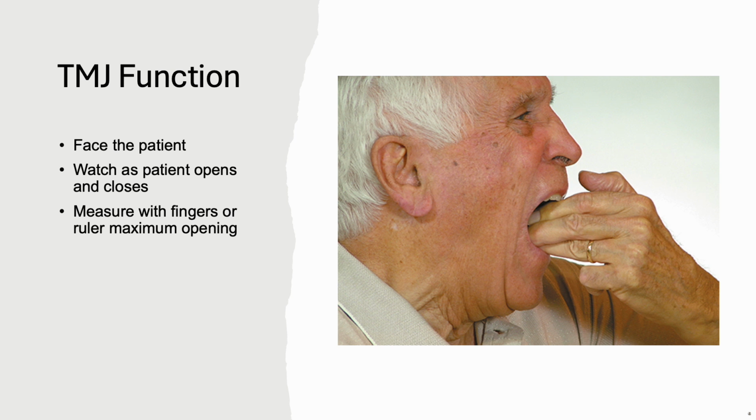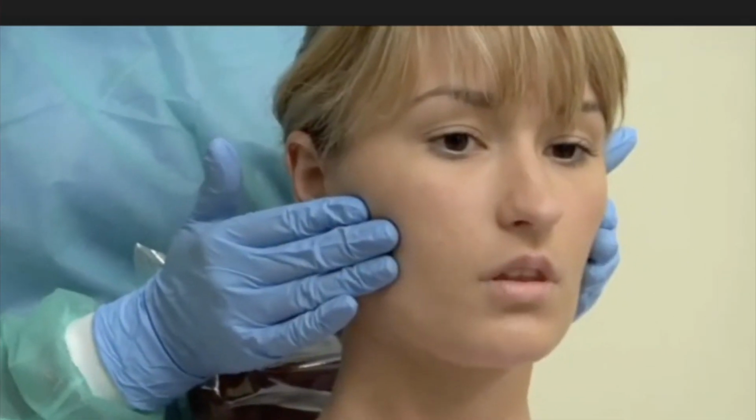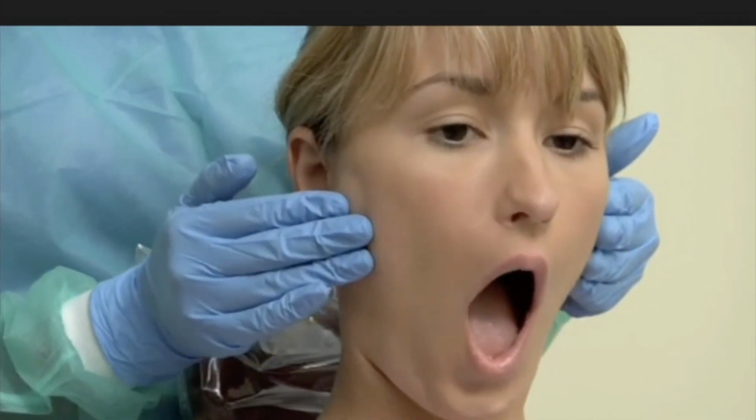Face the patient and watch as the patient opens and closes. Note any clicking, popping, noises, deviation, or abnormalities in the patient's ability to open and close. Measure the opening width with fingers or a ruler. Now let's watch the technique. Palpate the temporomandibular joints as the patient opens and closes her mouth.